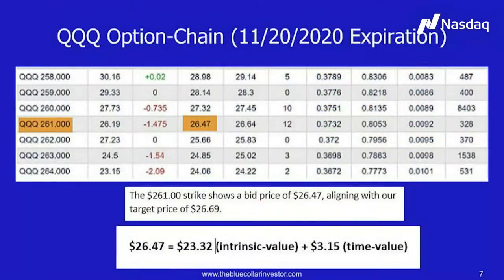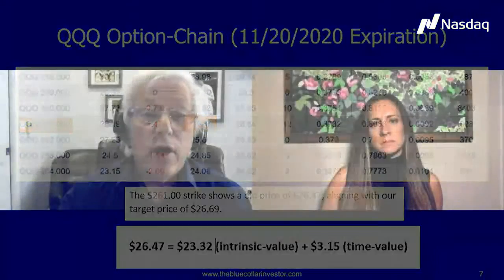Okay, step 3, we went to look at the option chain. What call option in the money, lower than current market value, is going to generate that target premium of 26.69? Well, actually, we found the 261 strike generated a call premium bid price of 26.47, which did align with our goal of 26.69. That would bring us down to a break-even price of 257.85, which aligned pretty close with our 257.63. That was step 3.